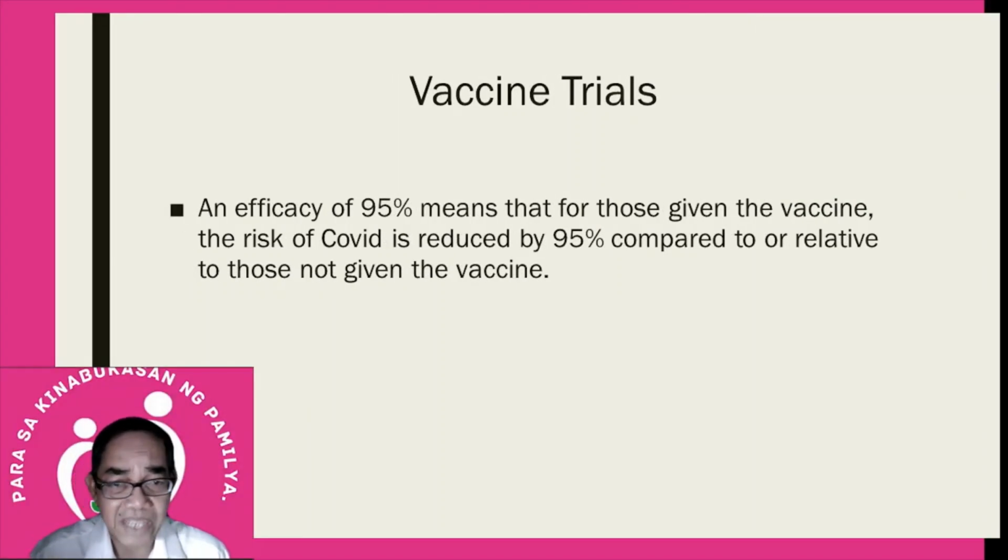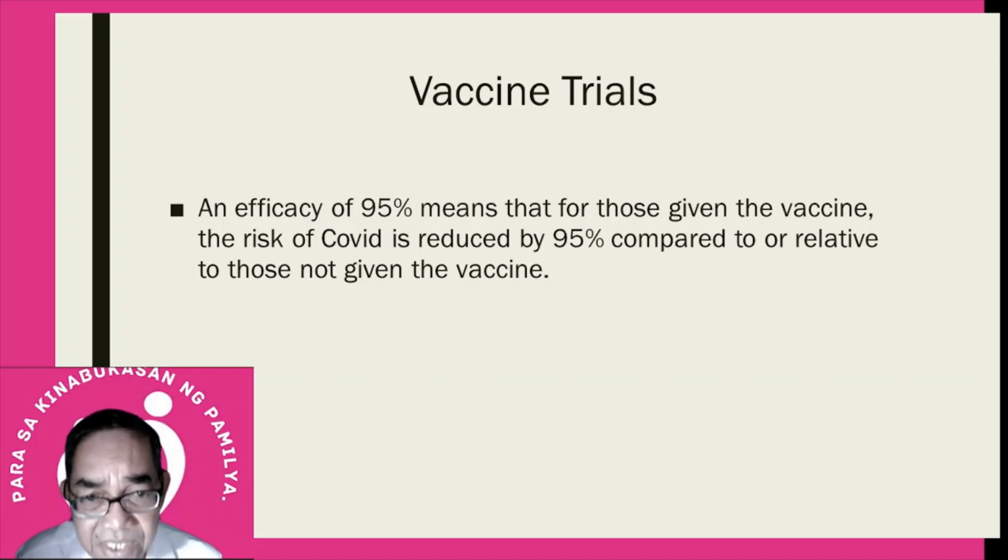So the efficacy is 95% means that for those given the vaccine, the risk of COVID is reduced by 95% relative to those not given. That actually is the meaning of the 95% efficacy. So again, the risk of COVID is reduced by 95%. That's why it should be called a relative risk reduction: the reduction in the risk of the disease, 95% compared to those not given the vaccine.